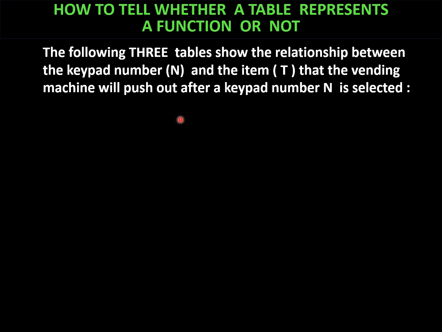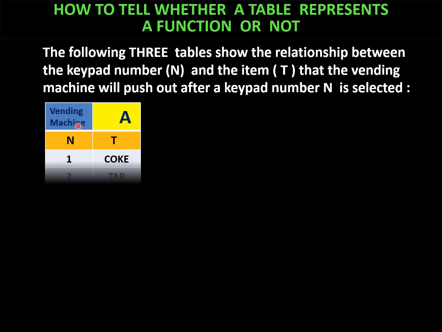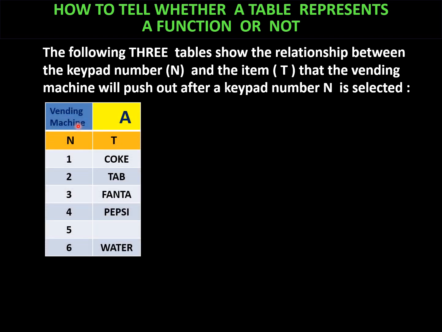We're going to look at a table, 3 tables actually, to show you how you can determine from the table whether that table represents a function or not. And to do this, we're going to take a vending machine to illustrate that. Let's say we have vending machine number A. Here we have the input, which is the number that you input, and this is what you get out. So in other words, if I press 1 on the keypad after I've paid, obviously, then I'll get a Coke out. If I select 3, then I'll get a Fanta, right?